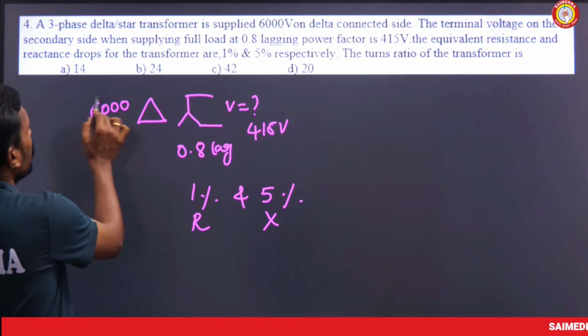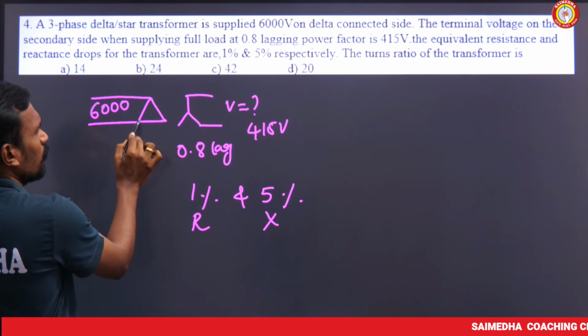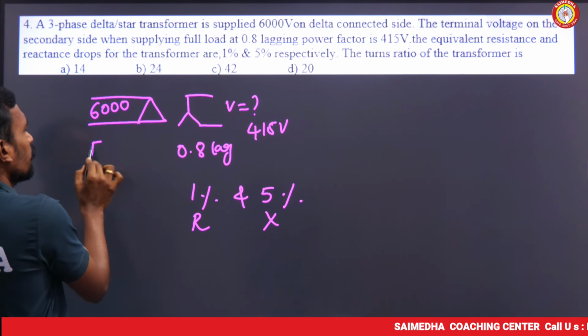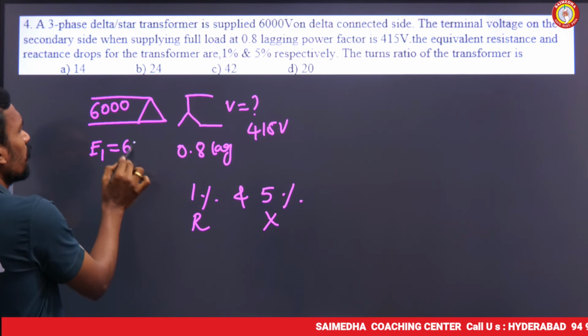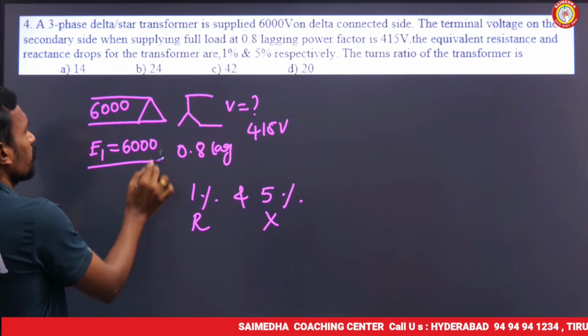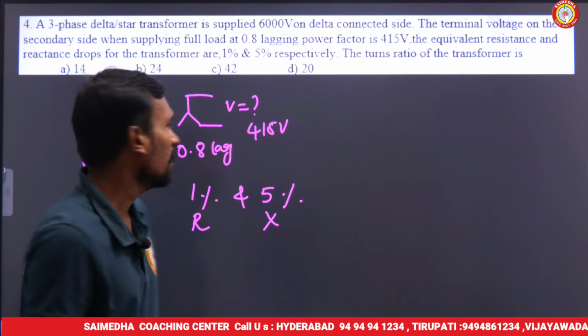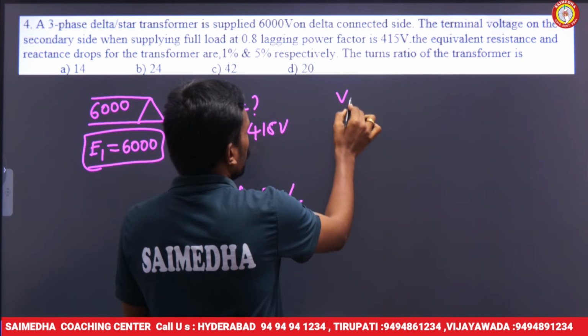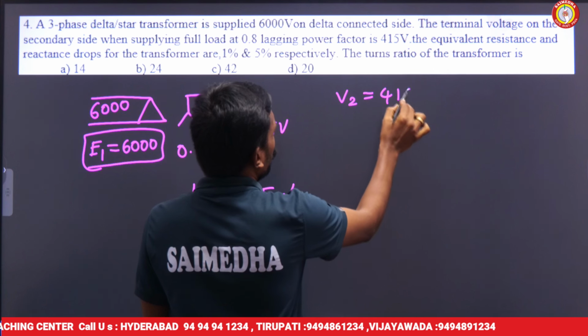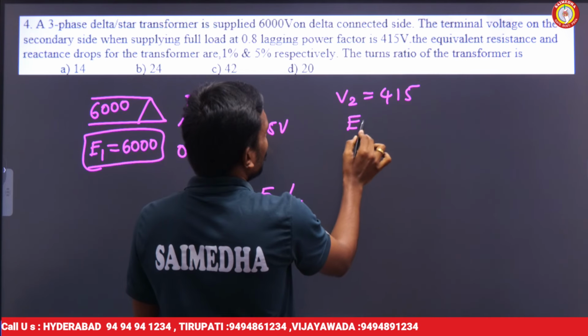So here the line voltage is 6000. What is the phase voltage? For delta, line voltage and phase voltage are both the same, 6000. The primary phase voltage is 6000. Then here they have given V2. We need to calculate E2.